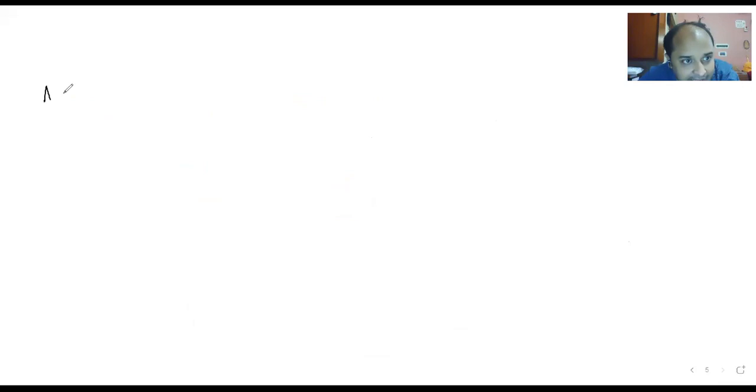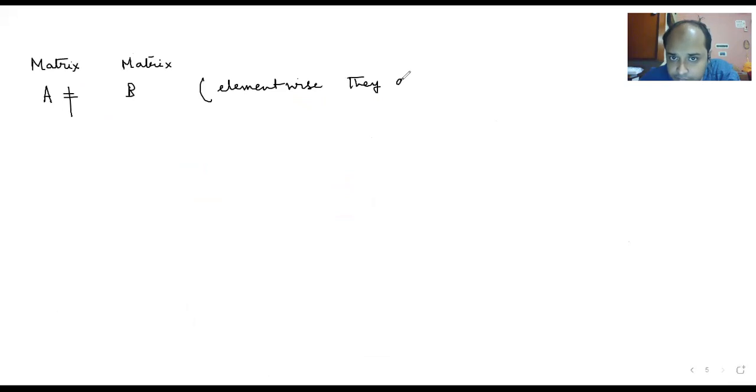These two matrices, matrix A and matrix B, are not the same, because element-wise they are not the same. But we will check and see it in Chapter 3.